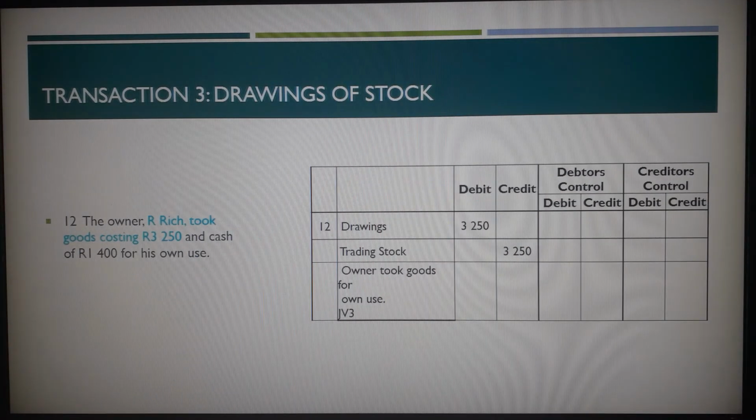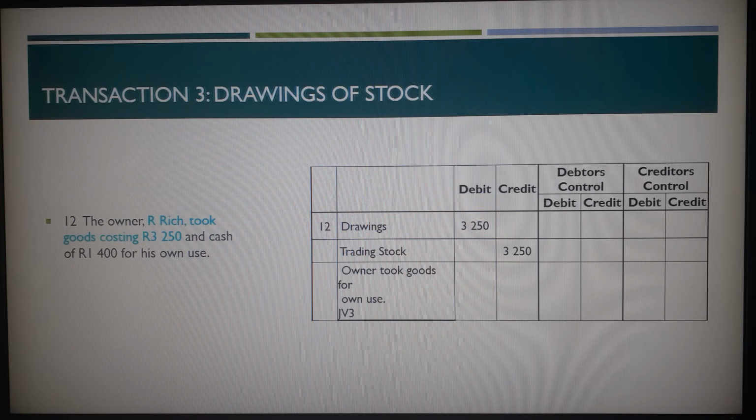Moving on to transaction 3, this is drawings of stock. If we look at our transaction, what is important for us to note is that R. Rich took goods costing 3,250. The owner always takes stock at cost price. If we look at the second part of that transaction, I've not highlighted it because it says that he withdrew cash for his own use.